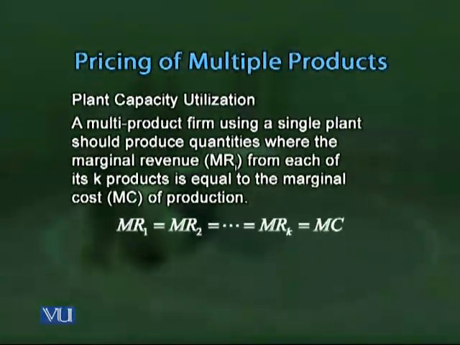How to determine the pricing and the level of output which will maximize profit is explained by this equation. For that purpose, the firm will be using the marginal revenue of the least profitable product, which in this case is the kth product. If a firm is launching three products, in that case the products are represented by A, B, C, and the firm has to equate the marginal revenue of the least profitable product, that is MRC, to the marginal cost.